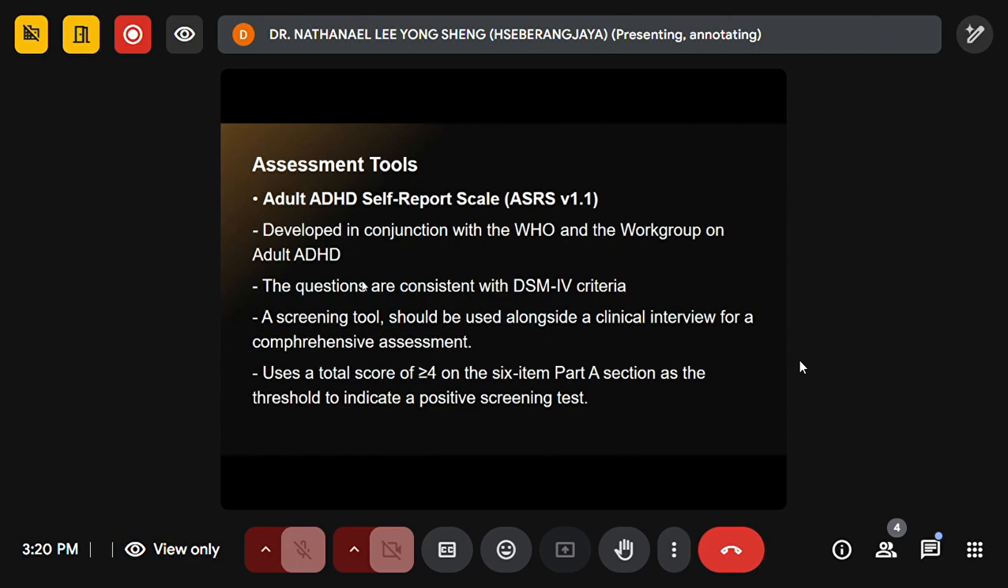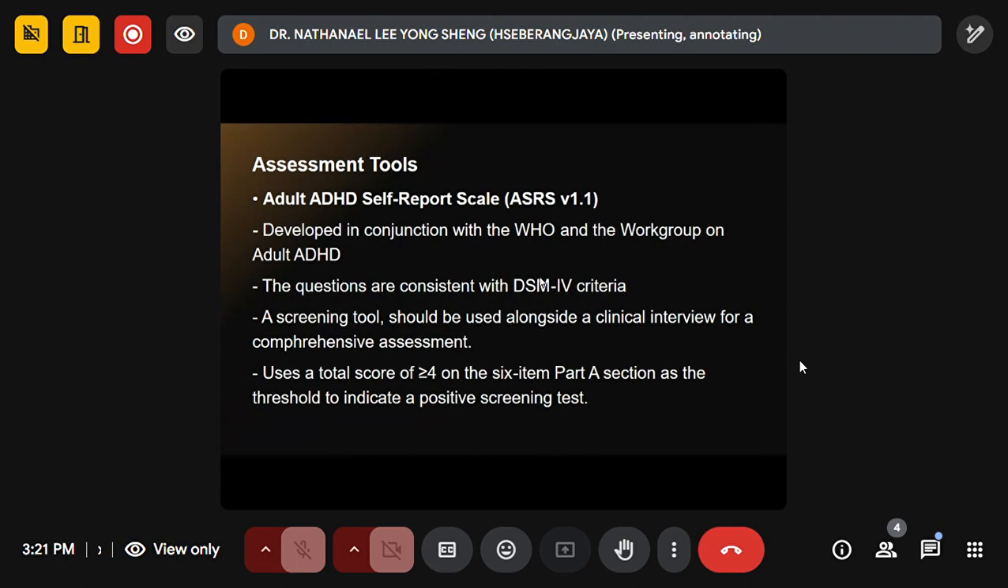So now I'm introducing this very commonly used screening tool for adult ADHD called ASRS, Adult ADHD Self-Report Scale. It's a tool developed in conjunction with the WHO and the work group on adult ADHD. The questions are consistent with the DSM-4 criteria, so it's a version lower than the latest DSM-5, as this tool was created earlier.